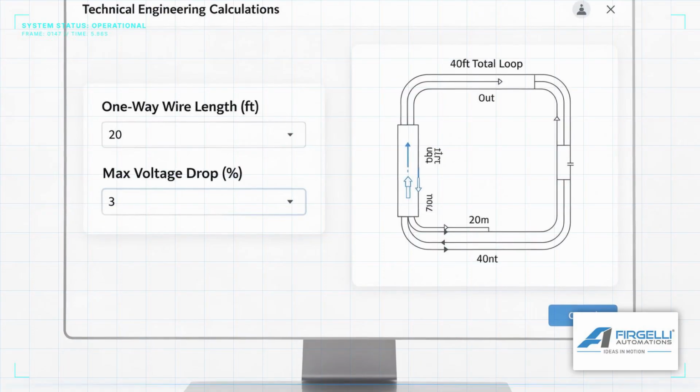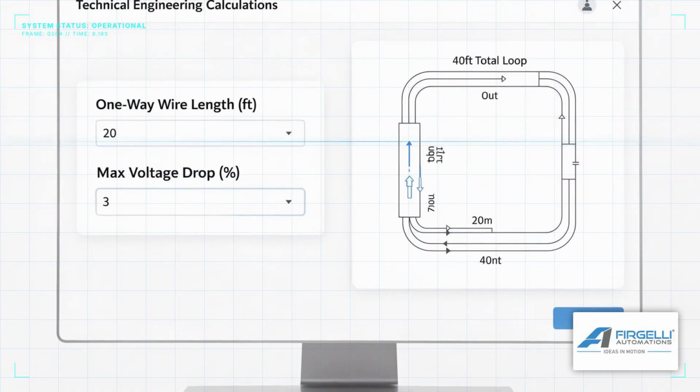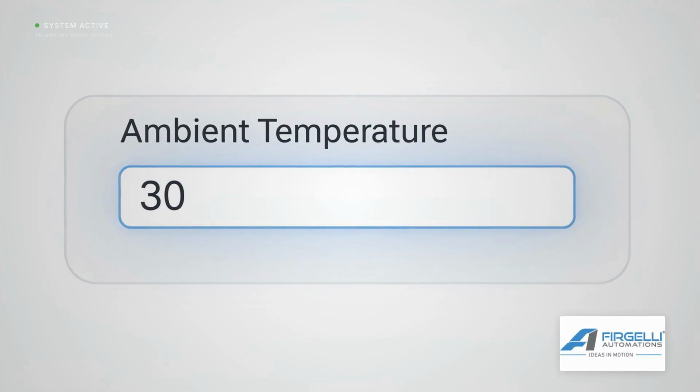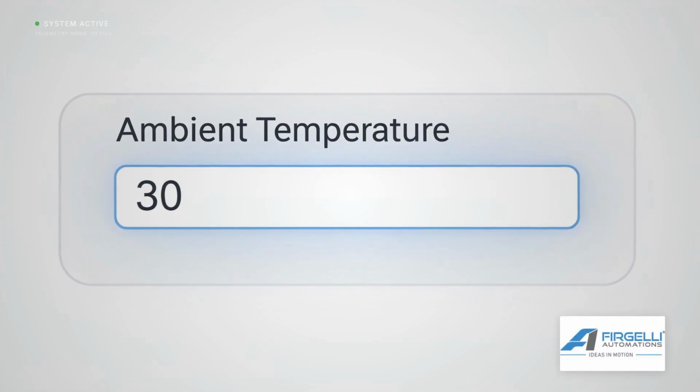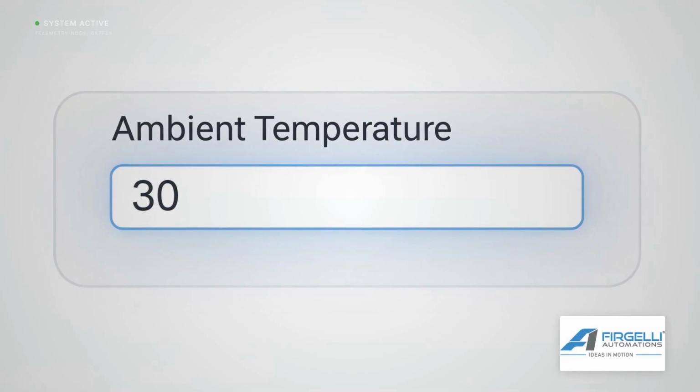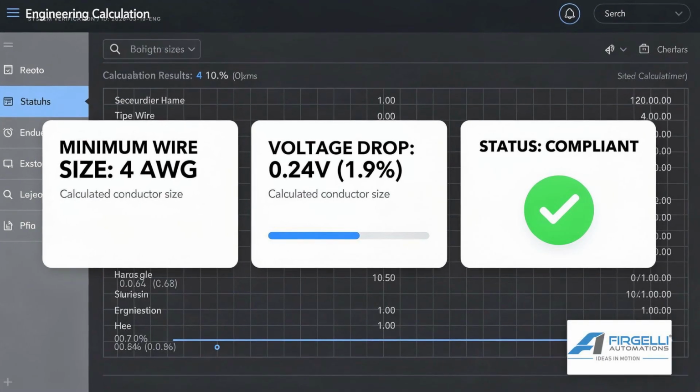Set your maximum voltage drop percentage. I'll keep it at 3%. Finally, enter your ambient temperature in Celsius, leaving it at the default 30 degrees. Click Calculate and the results appear instantly.